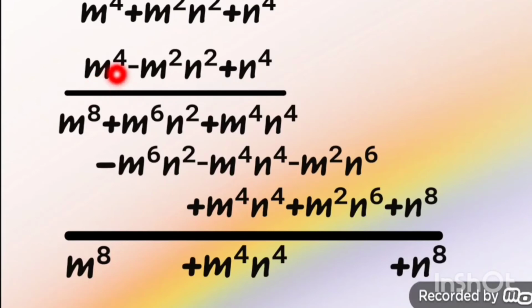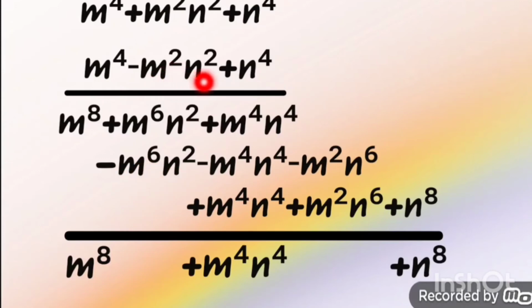M raised to power 4 multiplied by n raised to power 4 will be m raised to power 4 n raised to power 4. Now multiply minus m square n square with each term of the first polynomial. Minus m square n square multiplied by m raised to power 4 will be minus m raised to power 6 n square.